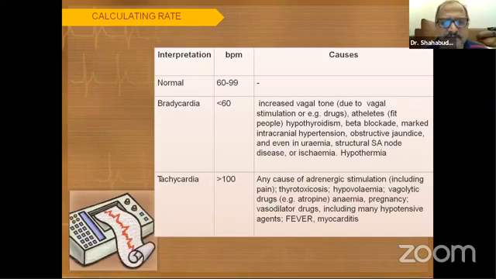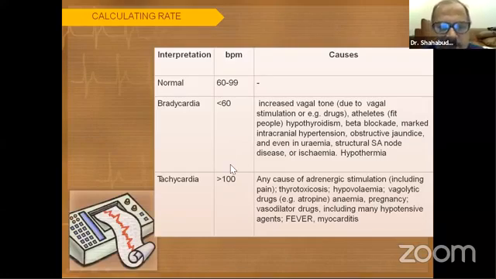And what are the causes of bradycardia? The most important cause is drugs, that is beta blockers. Second, physiological causes: young people and athletes have increased vagal tone. And pathological conditions, that is hypothyroidism, raised intracranial hypertension, obstructive jaundice, even uremia, and structural abnormality in case of sick sinus syndrome or ischemia, may cause bradycardia.